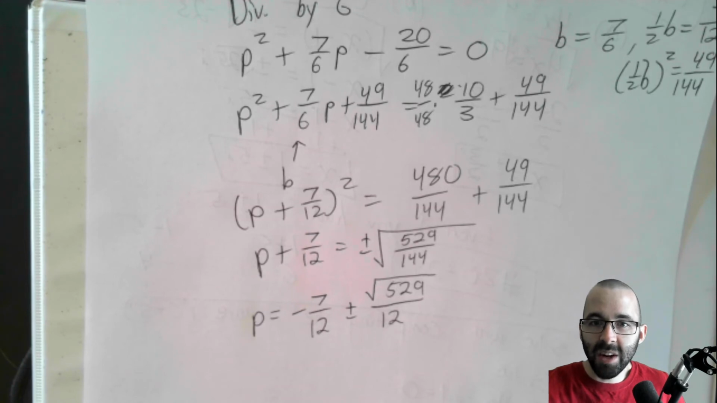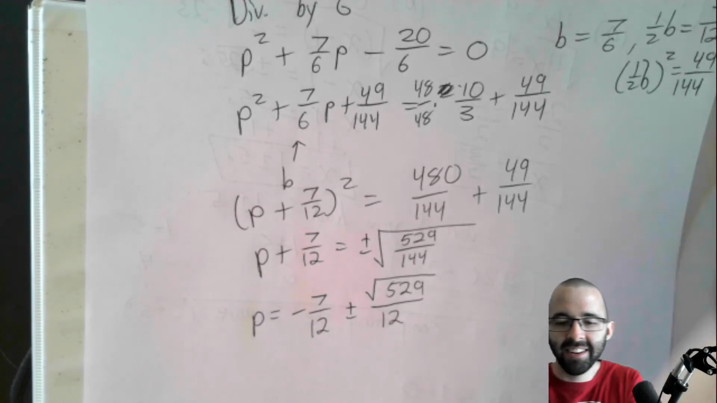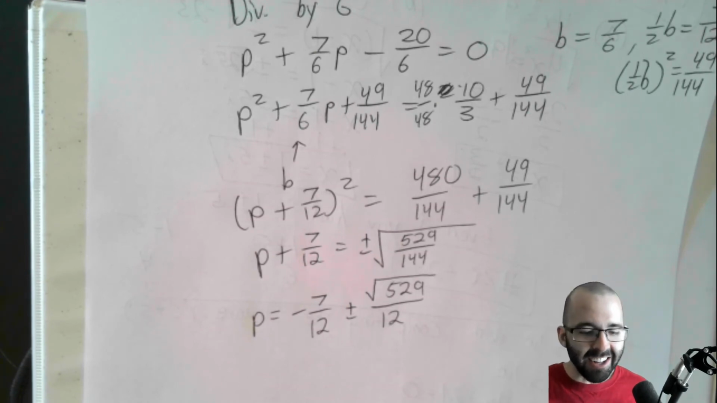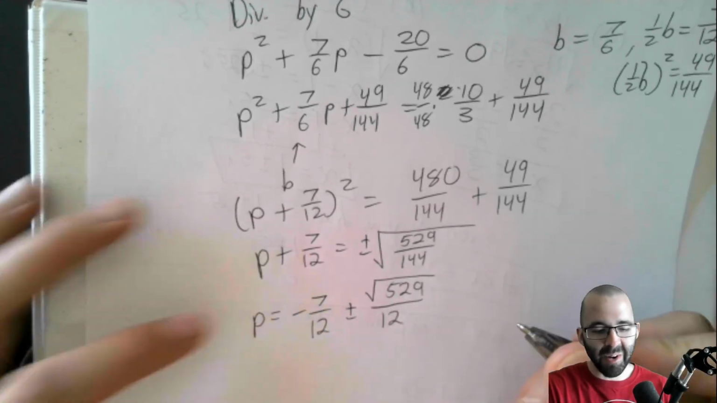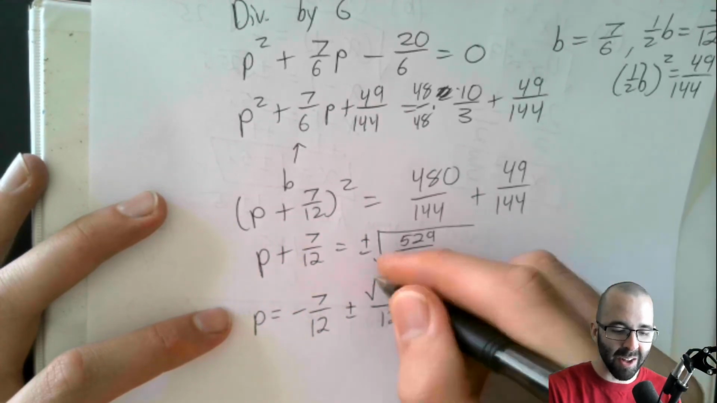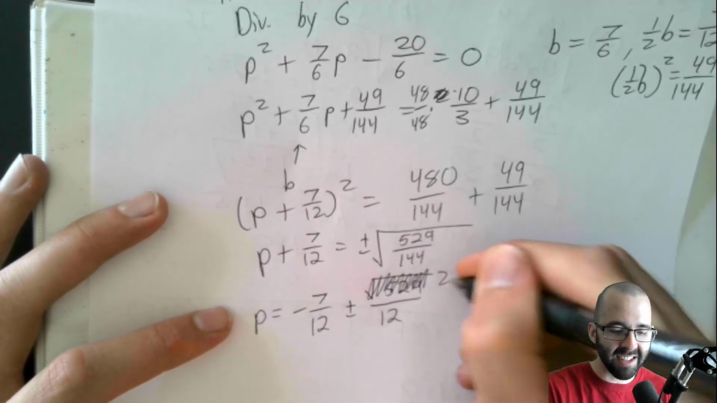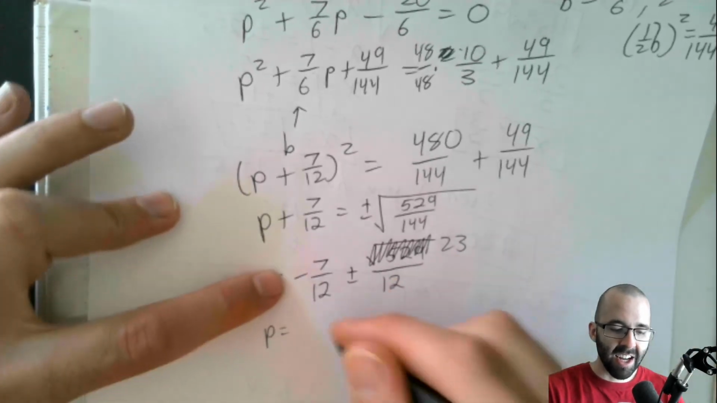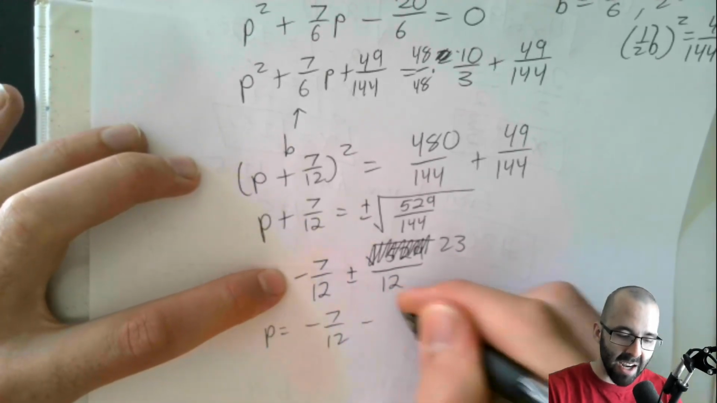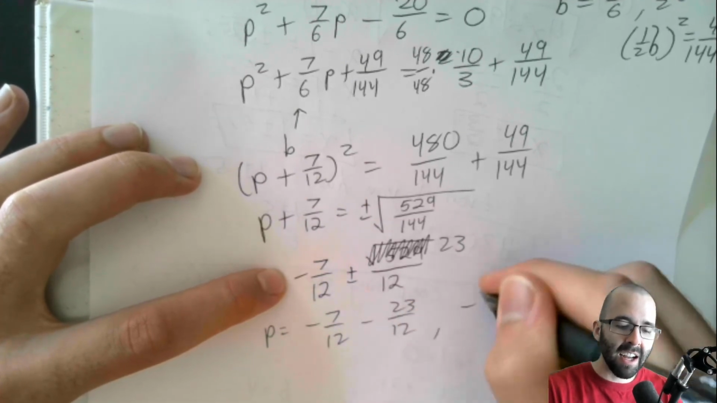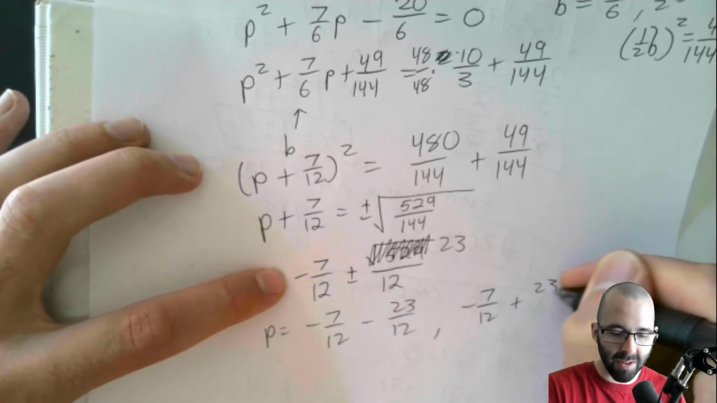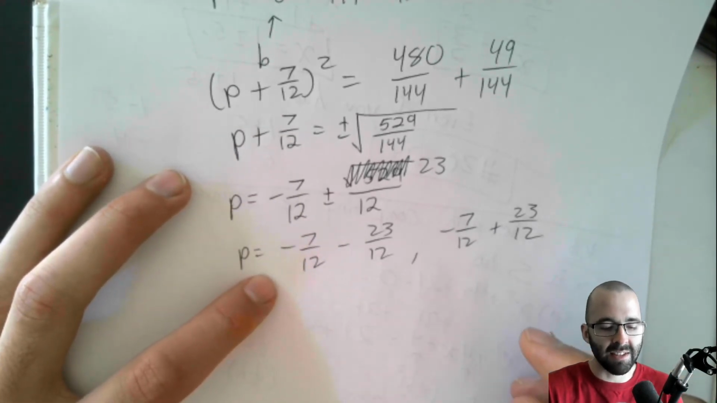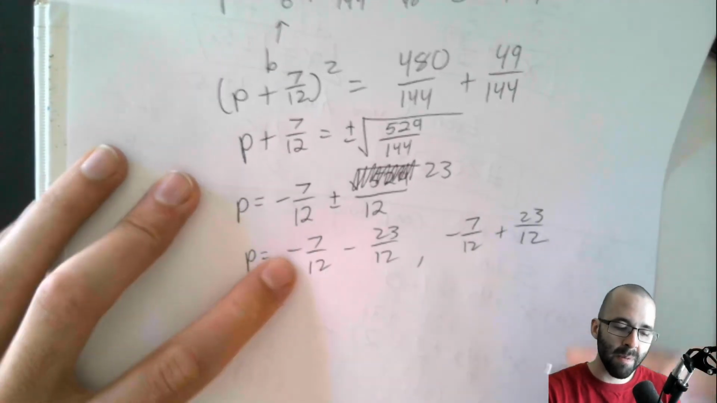Oh, it actually has 23 squared in it, I think. Yeah, it literally is the number 23 squared. So the numerator just becomes 23. Again, I'm not going to give you something this nasty. Okay, so then you split this up and you get negative 7/12 minus 23 over 12 and negative 7/12 plus 23 over 12. Not something you can expect in quizzes or homework or exams, but I do want to show you how to do it.